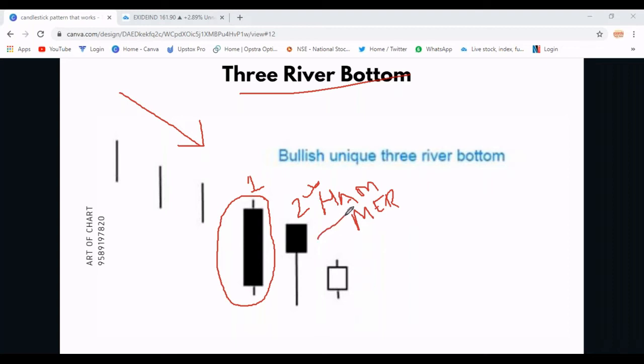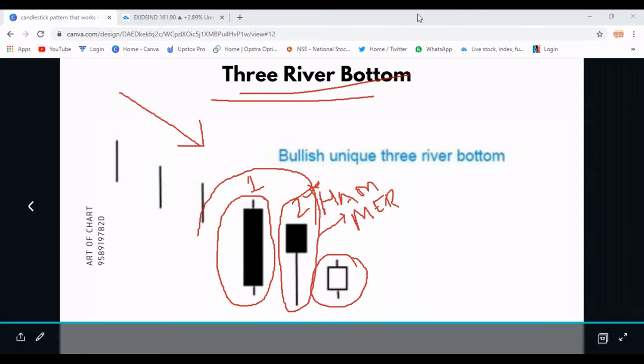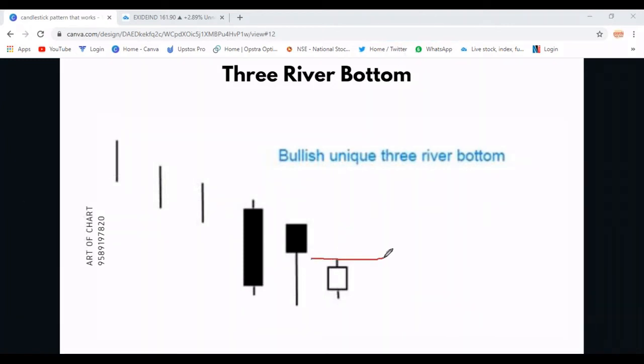So the second candle should be a hammer pattern, and the third candle body should be in between the second candle body. It should be in between the second candle body. So this is a three river bottom pattern. Now coming to the trade, how you will trade in the case of the three river bottom pattern. Very simple: buy above the high of this third candle, and place a stop loss at the lowest low.